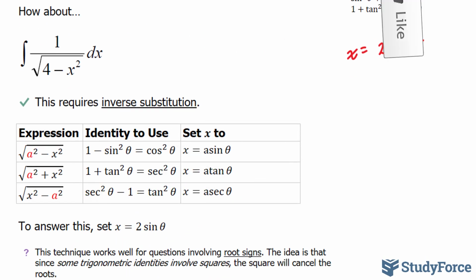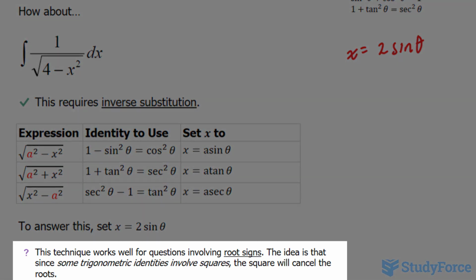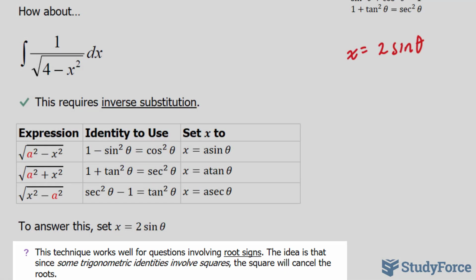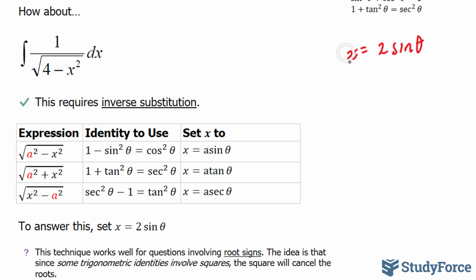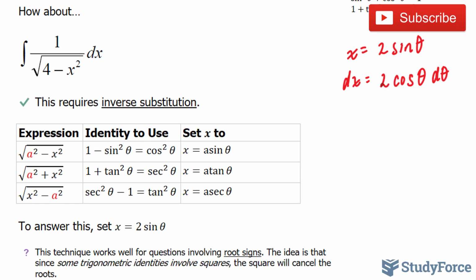Now just a quick note, this technique works well for questions involving root signs. The idea is that since some trigonometric identities involve squares, the square will eventually cancel the root. Here's what I mean. So once you've set your x, you find the derivative of both sides. So we have dx is equal to 2 cosine theta d theta. What I did there was I took the derivative of 2 sine theta, and that happens to be 2 cosine theta d theta. The next step is to substitute my x and my dx into my function.